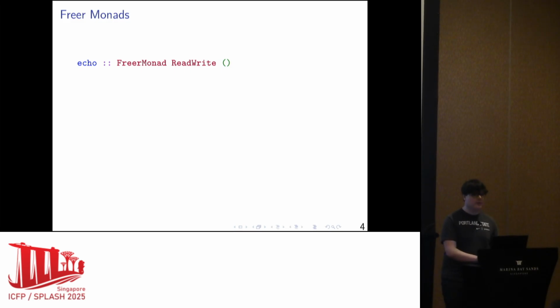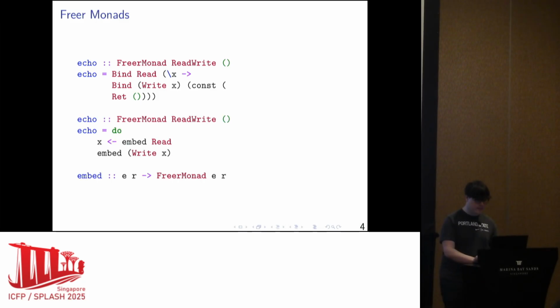So if I wanted to write a program using this read-write effect, I could use the bind constructor, bind the output of reading an integer to a variable x, and then write using that same x, and then return, say, a unit. I could also write in do notation, which is probably the more common way to write that, but we need something to embed the effect into the freer monad. So embed is a nice way to do that.